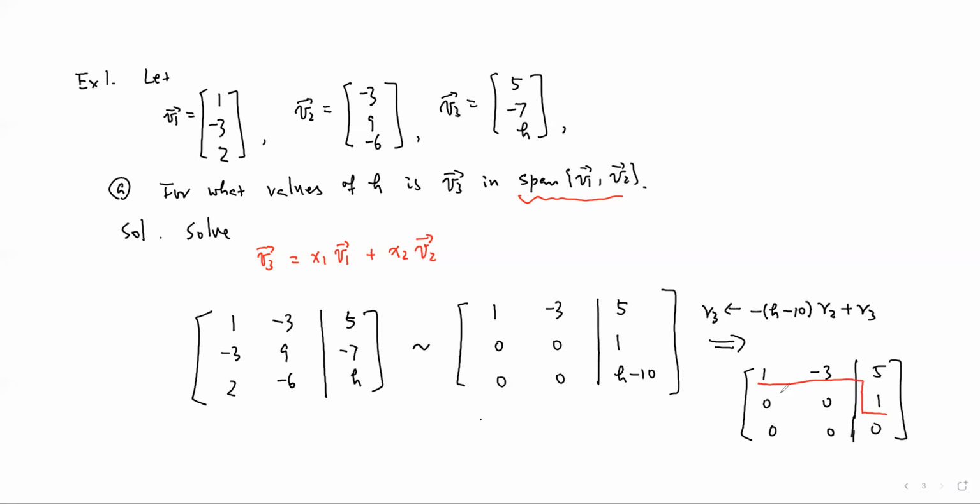But in this echelon form, look at the bottom non-zero row. This row is this equation: 0 times x1 plus 0 times x2 is equal to 1. But this equation can never be true. So the linear system has no solution for any h. Now, the conclusion.